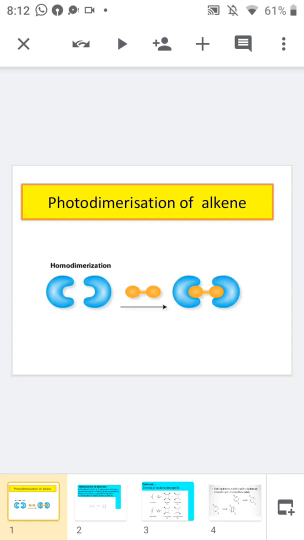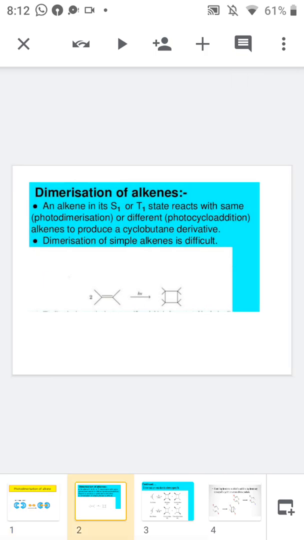See, I have shown at the bottom of the slide the dimerization of homo or identical molecules. So, during the dimerization, new bonds are formed and certain double bonds are broken. So next is the dimerization of alkene.